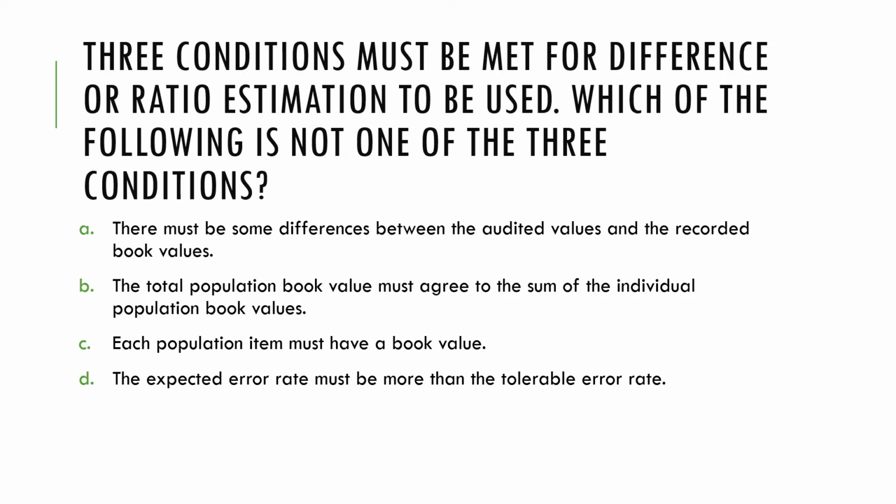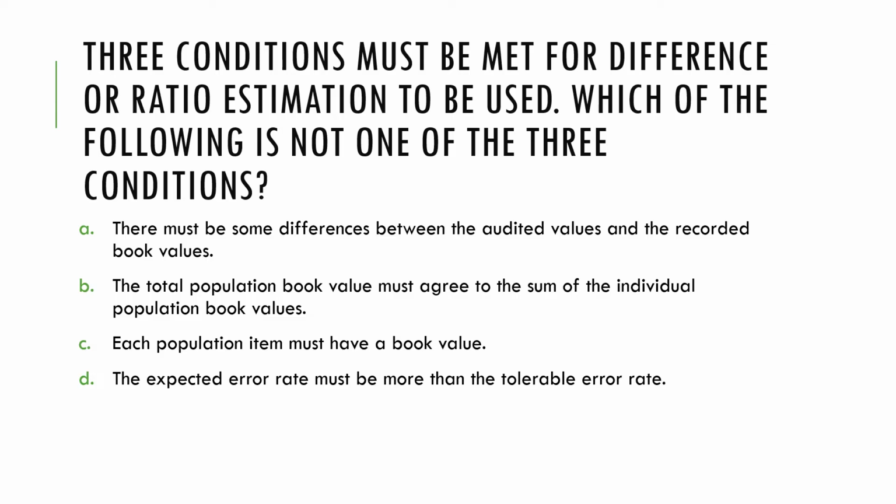Letter A, there must be some difference between the audited value and the recorded book value. Or letter B, the total population book value must agree to the sum of the individual population book values. So, meaning to say, in the case of detailed tie-in, right? So, the detailed listing must agree with the total population book value. Letter C, each population item must have a book value. Or letter D, the expected error rate must be more than the tolerable error rate.